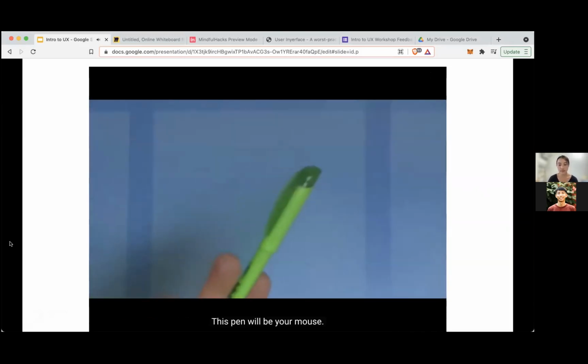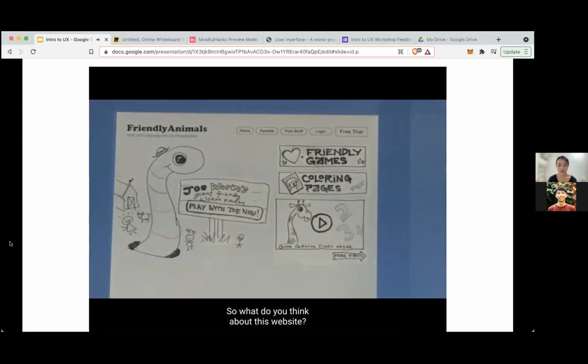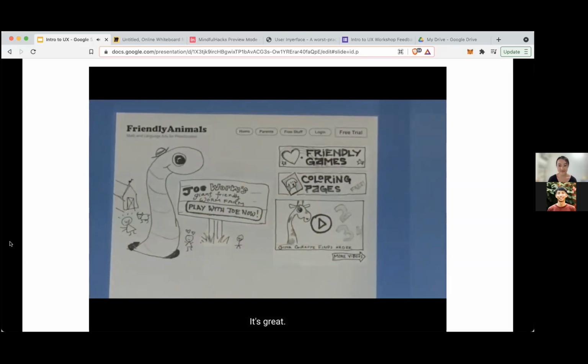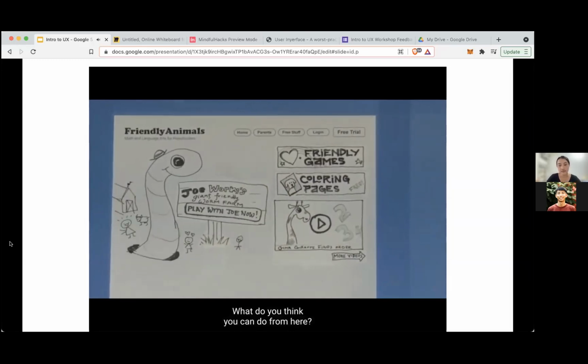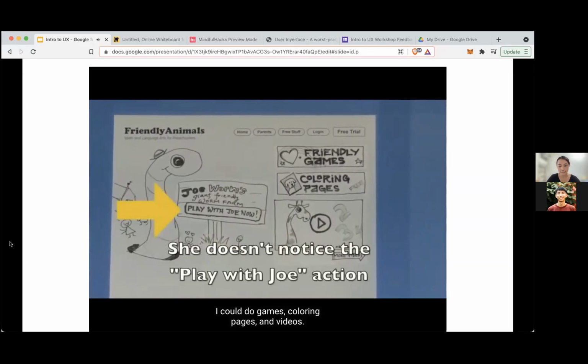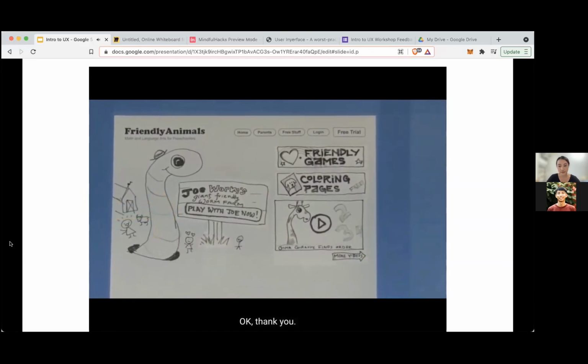This pen will be your mouse. Why don't you take it? Great. If you want to click on something, just tap on it with your pen. So what do you think about this website? It is great. What's great about it? I like the worm. What do you think you can do from here? I can do games, coloring pages, and videos. Great. Okay, thank you.